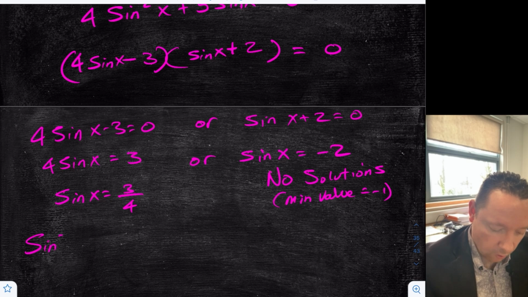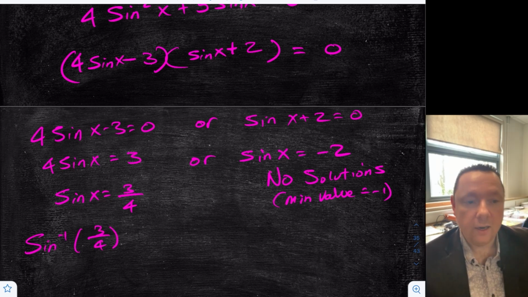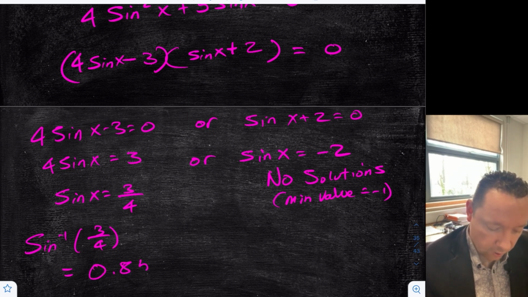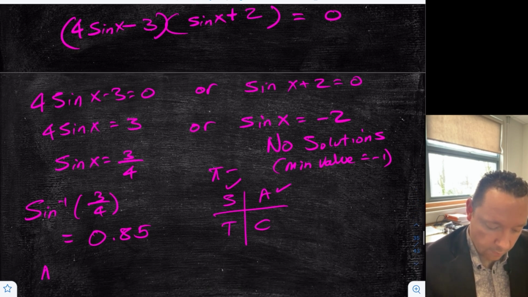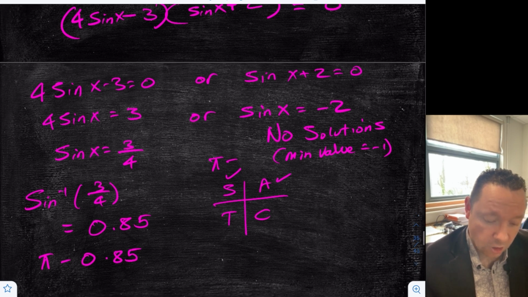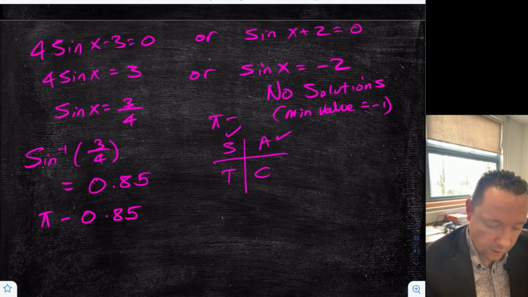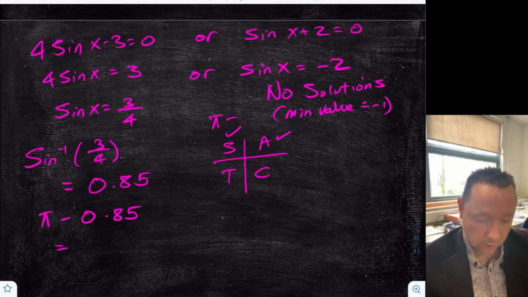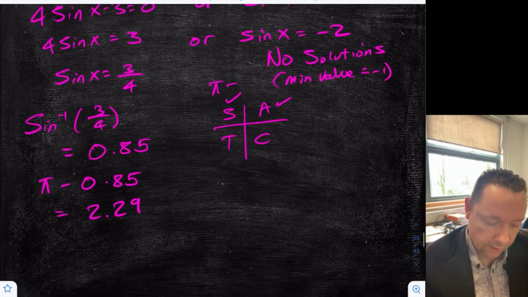So the inverse sine of 3/4. Use a calculator to work that out, but make sure your calculator's in radians because that's what we're working in at the moment. If you look at the range, so that is 0.85. And then our CAST diagram, sine is positive, so it's pi minus. So I do pi minus 0.85. Again, just using a calculator or type 3.14, and you get 2.29. So just to tidy this up, x equals 0.85 or x equals 2.29.